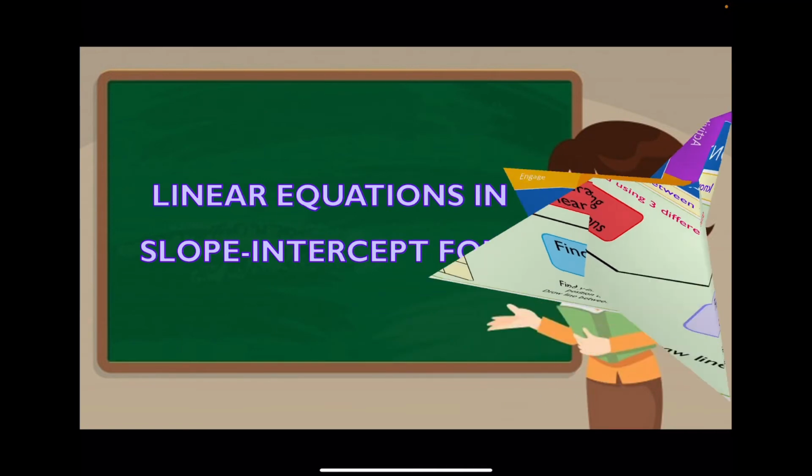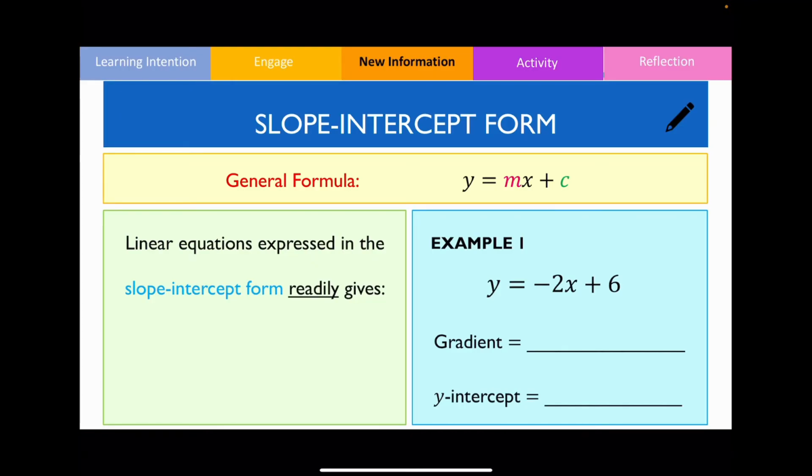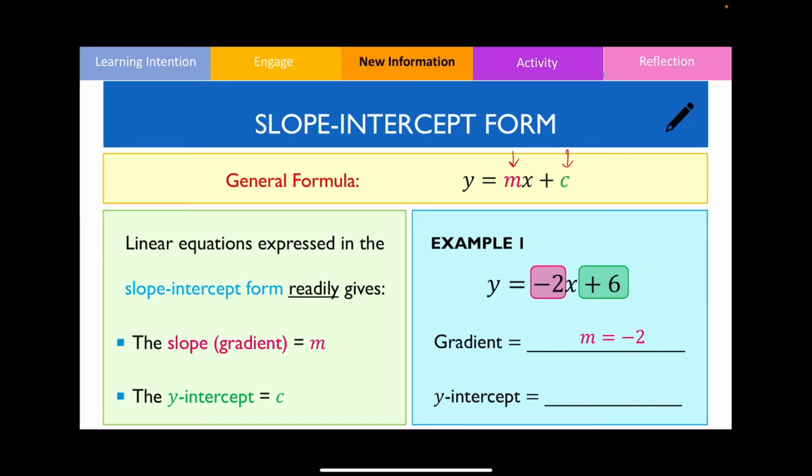So now I'm going to show you how we graph linear equations that are presented in the slope-intercept form. When it's presented in this form, we could easily identify, one, the gradient, and two, the y-intercept very readily, okay? The value of m tells you the gradient, the value of c tells you your y-intercept. So in this particular example, I can readily identify that my gradient is going to be equal to -2, and my y-intercept is going to be, in this case, +6.